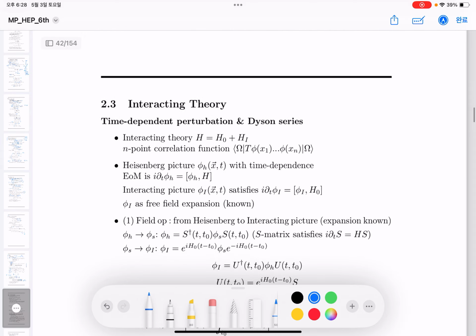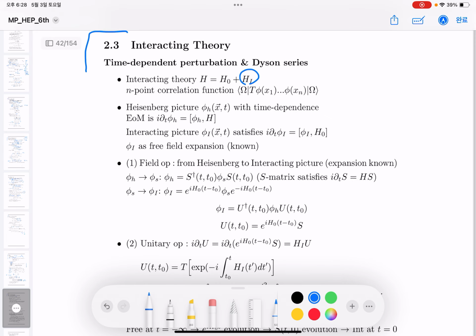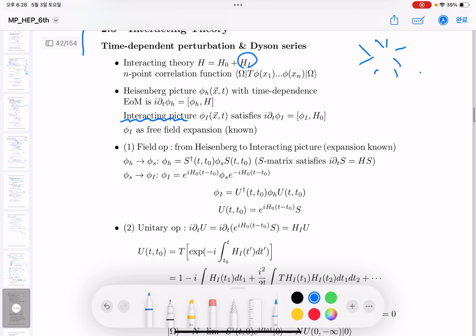So far we discussed the classical theory and the quantum theory with the free Lagrangian, but now I will turn to the interacting theory, including the interaction term in the Lagrangian. Now the interaction terms will be added, and we want to discuss the n-point correlation function. It means that there will be n external legs from the outside. In quantum mechanics, there is the interaction picture. The operators are originally described in the Heisenberg picture with time dependence, but we want to turn to the interaction picture, whose expansion is known.